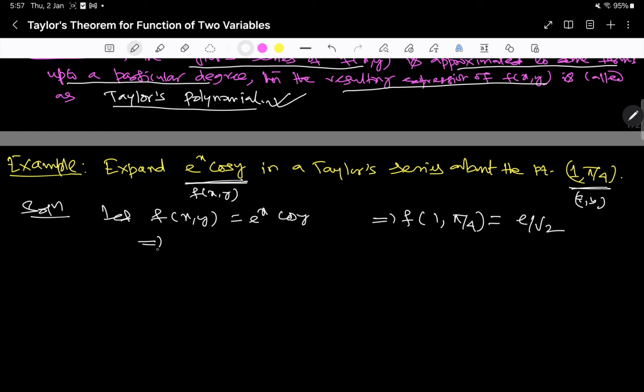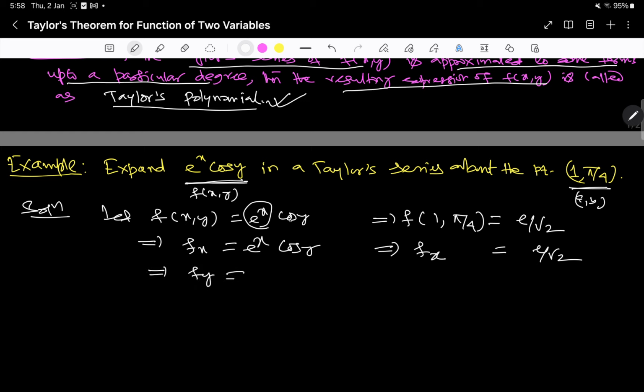Then if I differentiate it, what is my fx? The derivative is e to the power x and cos y remains as it is here. So this implies my fx at this point is also e by root 2. If I find my fy, the derivative of cos y is minus sin y, minus e to the power x sin y. So this implies my fy will be, sin pi by 4 is 1 by root 2, so it is minus e by root 2.